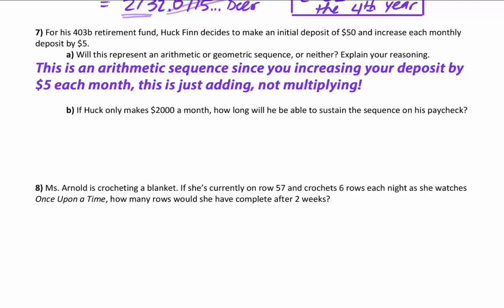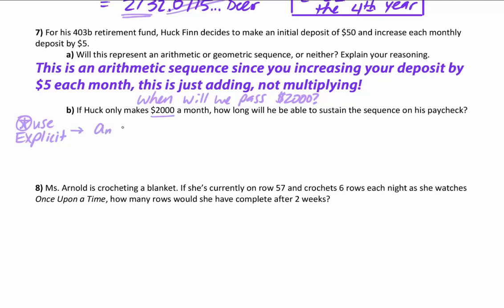So part B is actually pretty tricky. It says that if Huck only makes $2,000 a month, how long will he be able to sustain this sequence on his paycheck? So we're really asking, when will the pattern pass $2,000? So this is a question that needs to find exactly where $2,000 would occur. So that means we need to use the explicit formula to do that. That can find a specific location. But we're going to be solving it a little bit differently. So let's talk about that explicit formula.